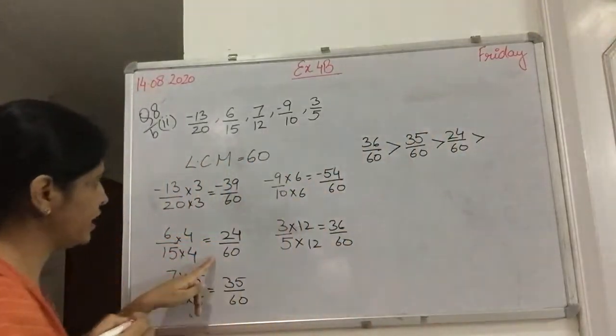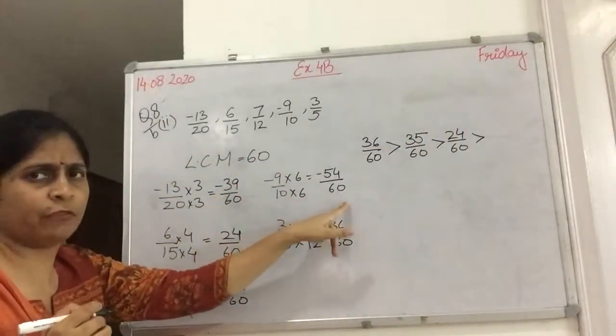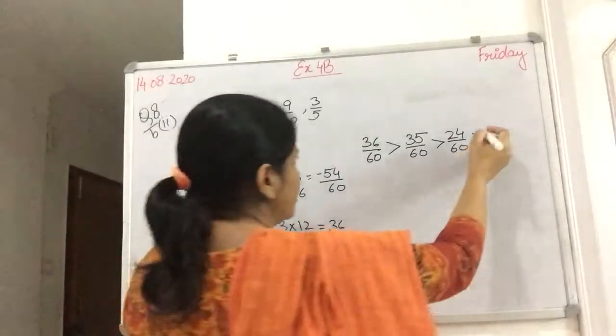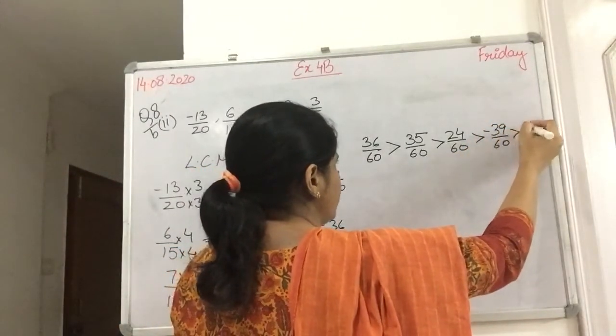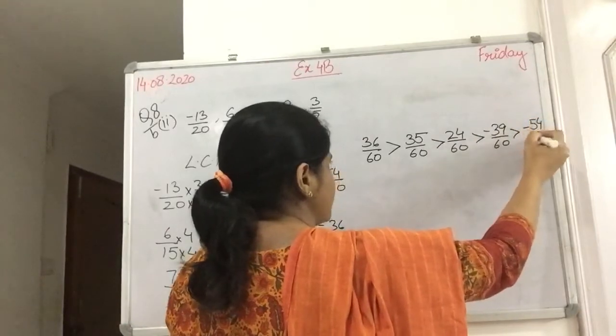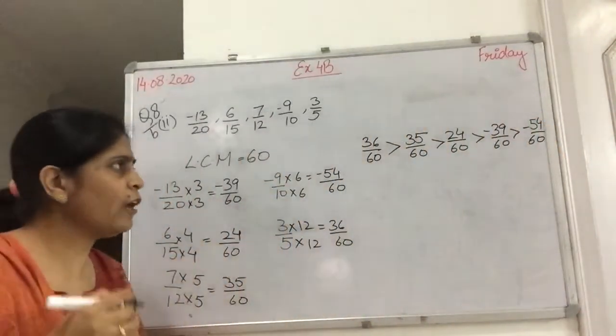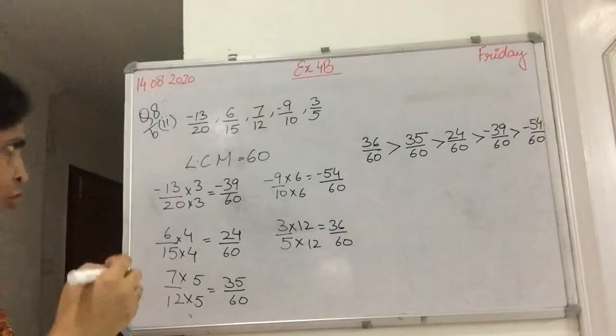Then we take the negatives. Now negative 39 and 54. So 39 is the bigger number. Minus 39 is bigger than minus 54 by 60. Clear, all of you? Now we have to arrange in actual numbers.